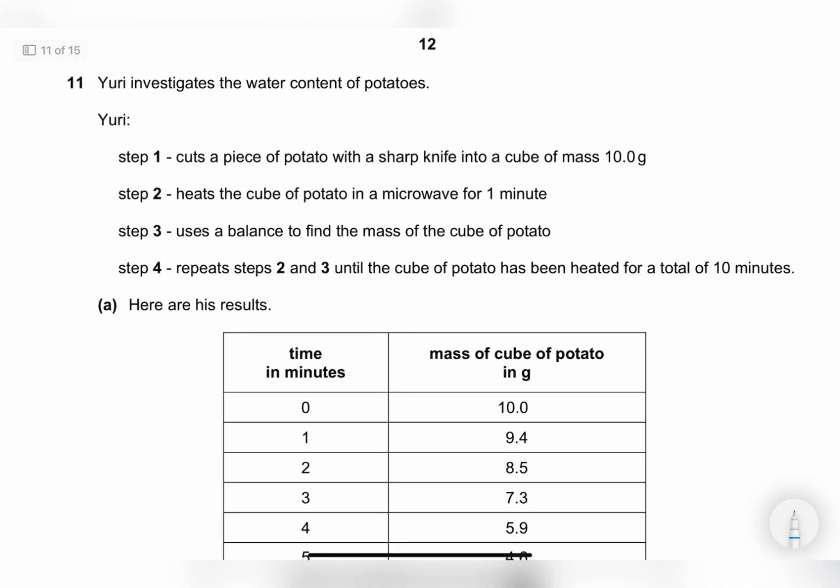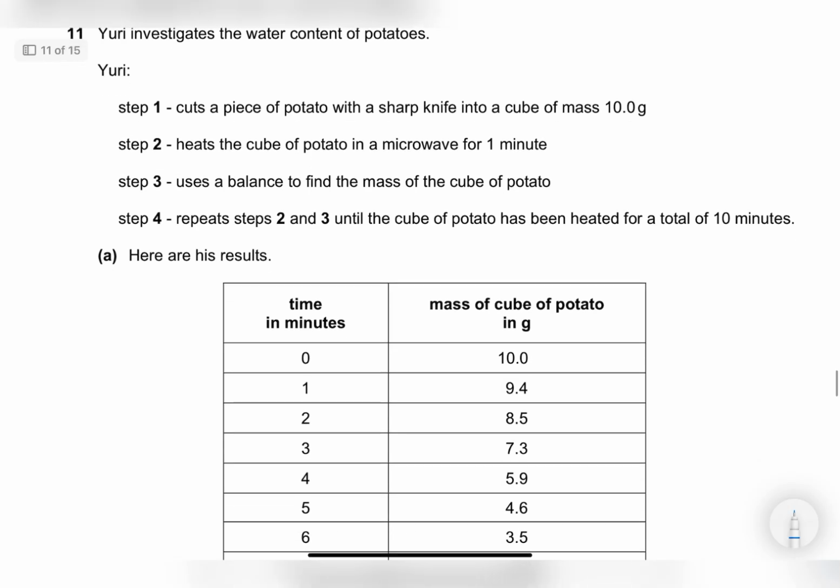Yuri investigates the water content of potatoes. Step 1, cut a piece of potato. Heat the potato in a microwave. Again and again, repeat that process. Okay. So Yuri also uses a balance to find the mass of the cube of potato. So it is a cube of potato.